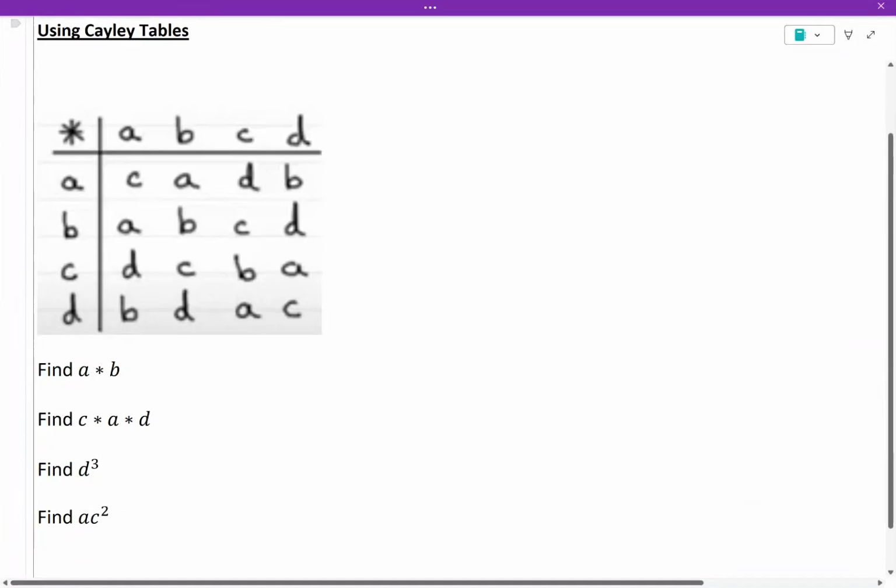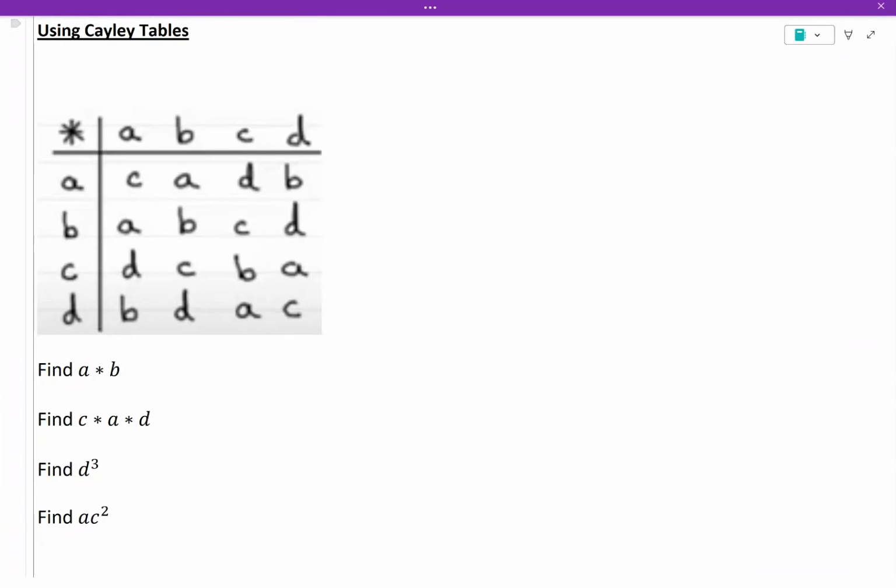Okay, so we're going to look at how we can use a Cayley table even if you're not given the binary operation. Okay, so we've got a Cayley table here. The elements are going to be A, B, C, and D. You can see them written above the top and on the left. But we're not told what the binary operation is, and yet we can still find the identity and the inverses as well as some other things.